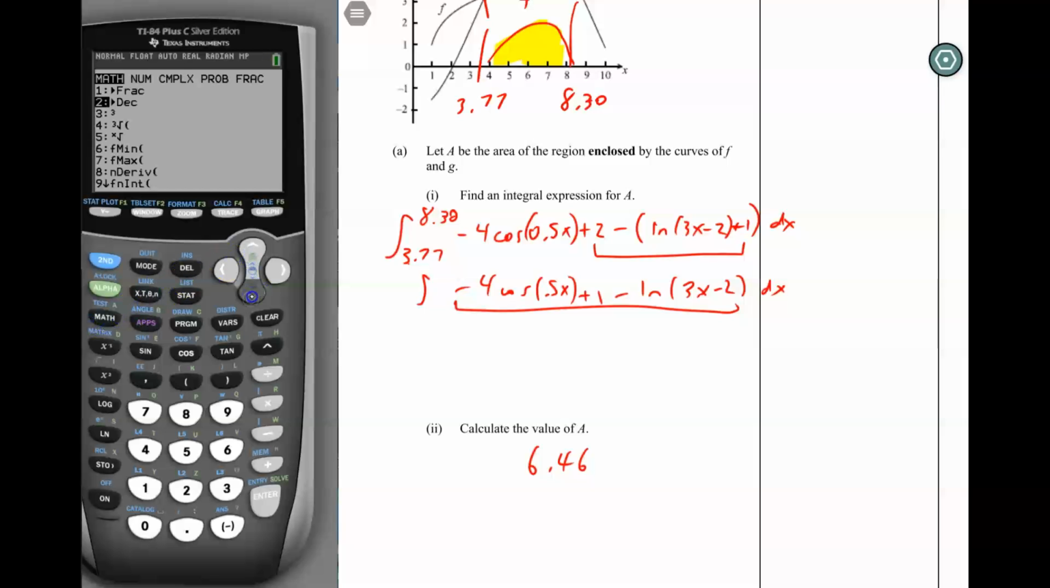And we look for number 9, which is function integrate. Function integrate. And basically you just fill this in. It makes it look exactly like the integral that you just did here. So it would be negative 4 cosine 0.5x plus 1 minus natural log 3x minus 2. And then dx. And do I have an extra? No, that's fine. And then I hit enter, and it gives me 6.46 also. Okay, so that's another way to do it. Doesn't have the nice graph. All right, that's it.